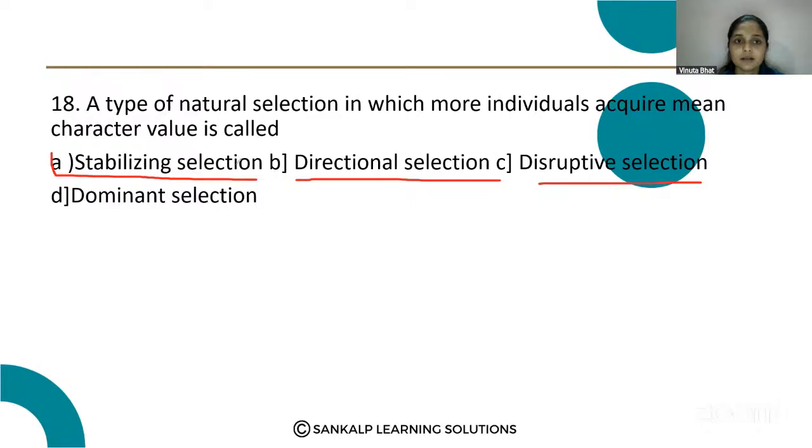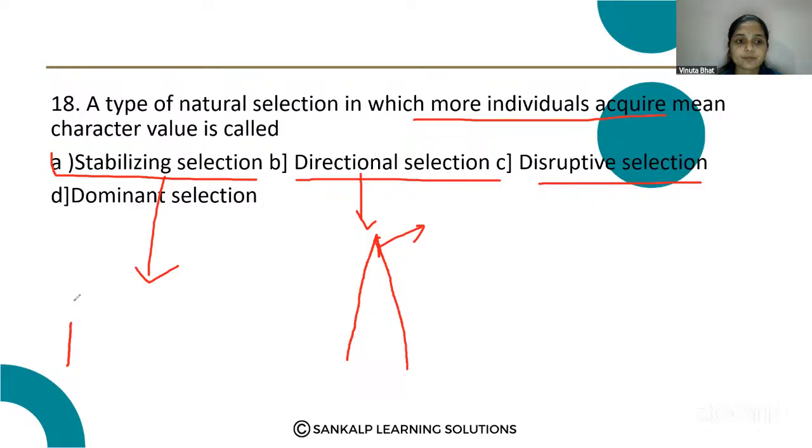when more individuals acquire the mean character value, the curve will be like this. Mean character value, so it looks like this. So that is called a directional selection. Stabilizing selection means the curve will look like this, right? So the two characters that are selected by nature, that is the stabilizing.